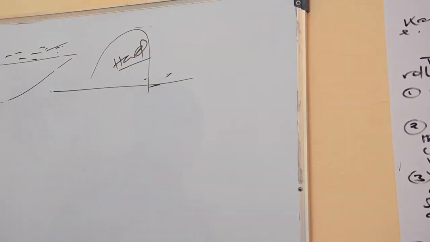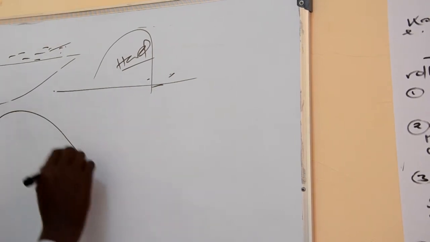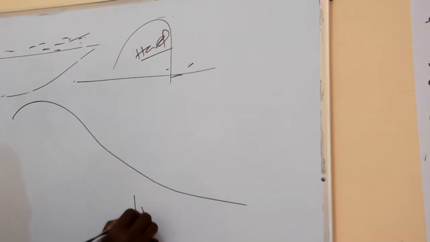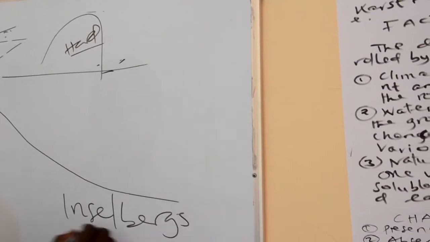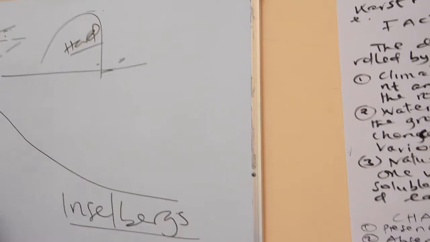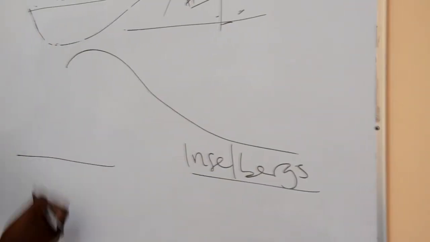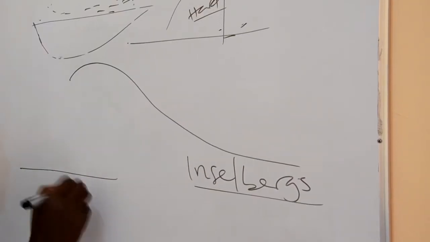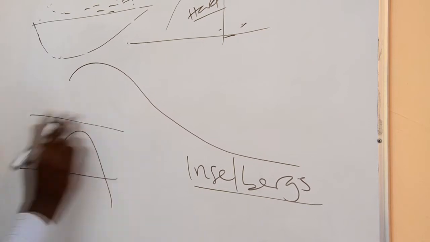When we were describing river action, we described the features called inselbergs. And I told you that these are upland areas that remain after the action of either wind, river, or wave has taken place, and some parts have been eroded.